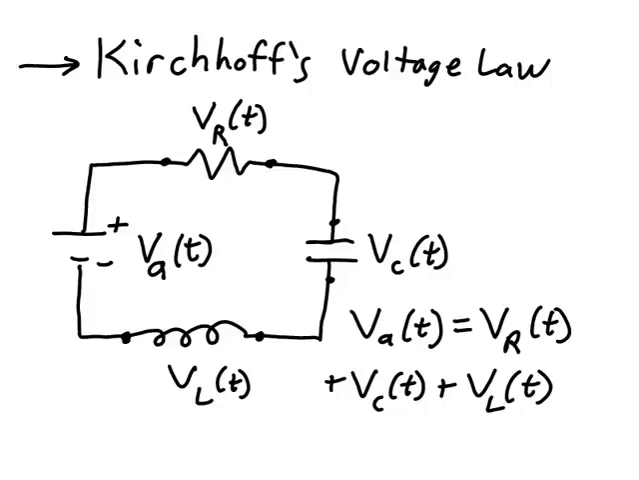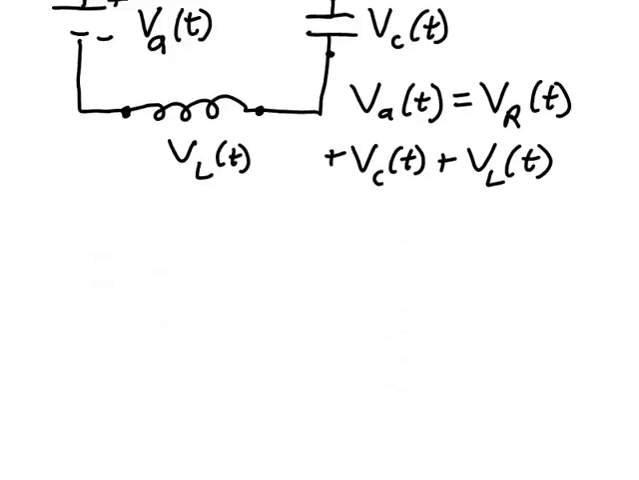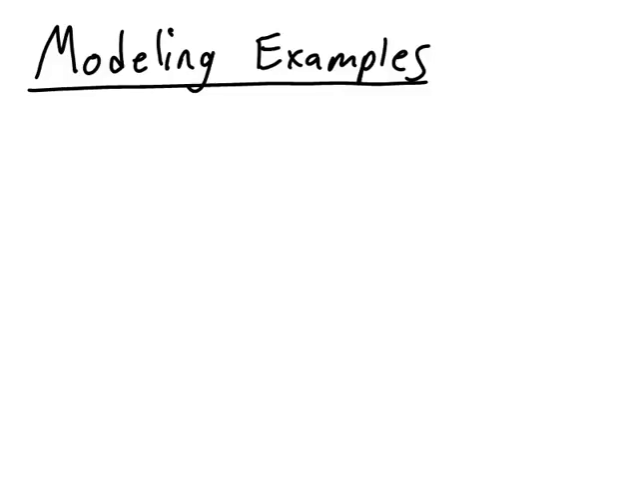It's important to note that this law also is true not only in the steady state, that is, after all of the signals have stopped changing, but also in the transient response, that is, the time during which the voltages and currents are changing. Now, let's take a look at a couple of examples of how to model circuits, and let's look at the equations that we get and see what we can determine about the system from the equations.